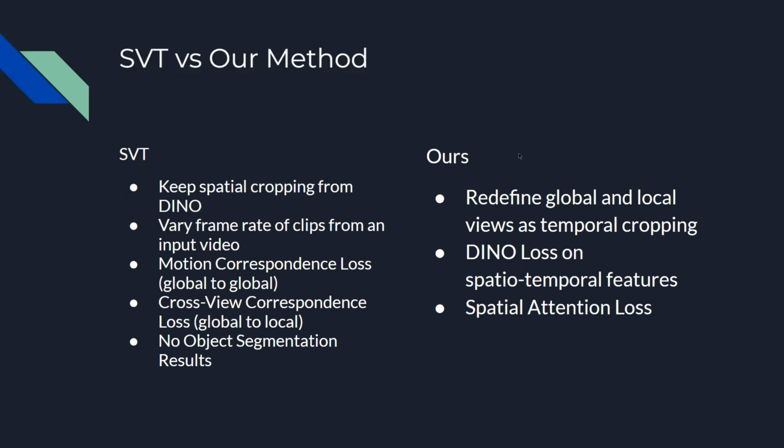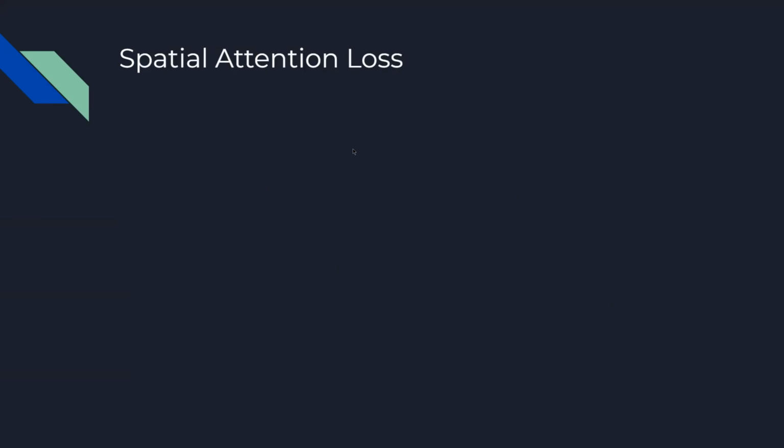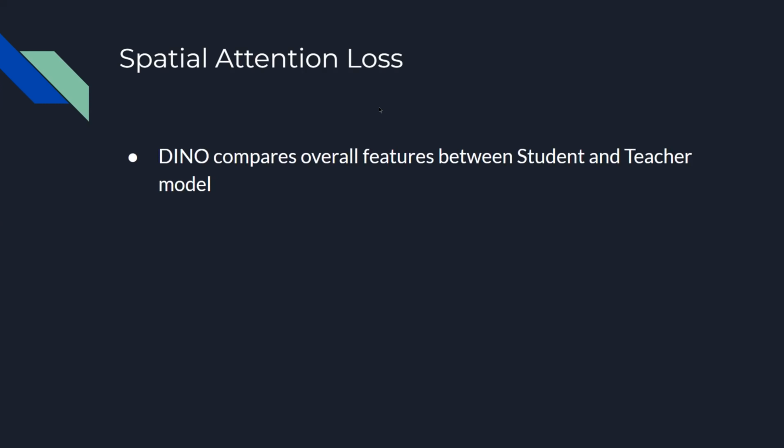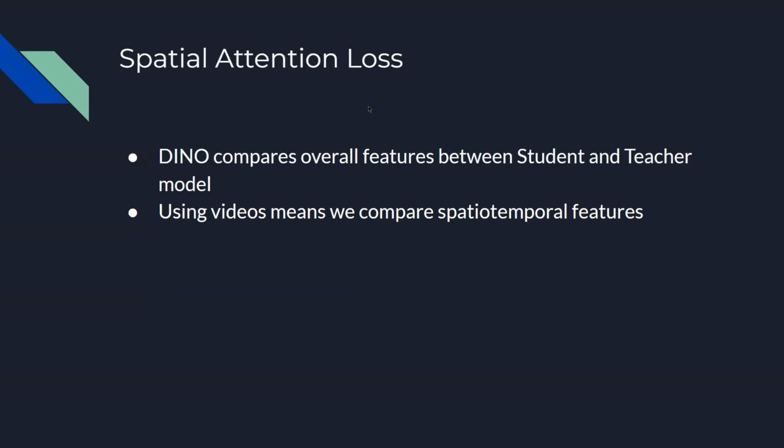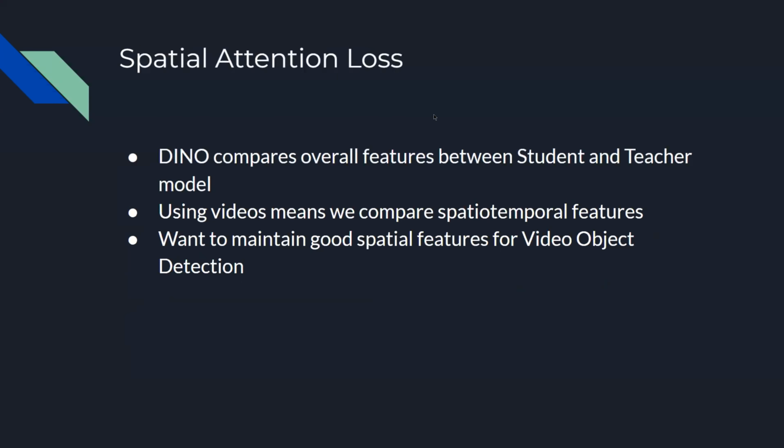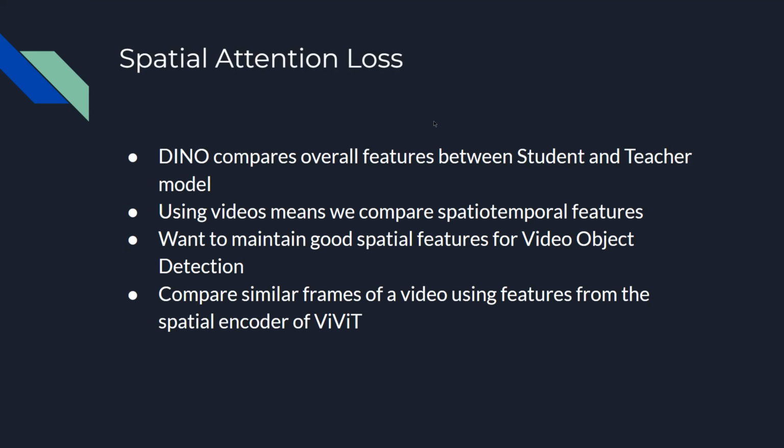In our method, we redefine global and local views as temporal cropping. We have a DINO loss on spatial-temporal features, and then we have an additional spatial attention loss. For this spatial attention loss, we compare overall features between the student and teacher model. Using video means we have to compare the spatial-temporal features, and you want to maintain a good spatial feature for video object detection. We compare similar frames of a video using features from the spatial encoder of ViViT.